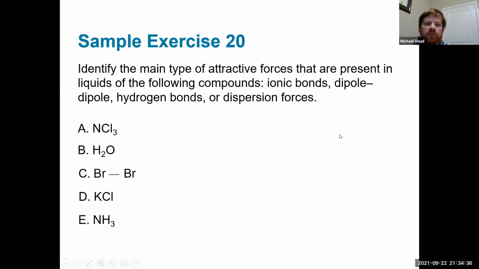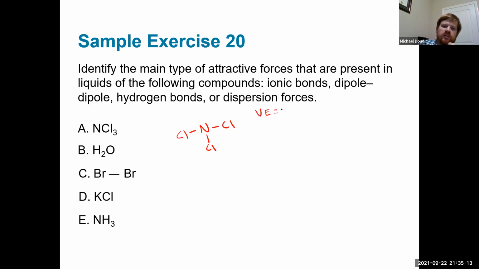Okay, so that brings us to sample exercise 20. I want you to identify the main type of attractive forces that exist in each of the following compounds: ionic bonds, dipole-dipole, hydrogen bonds, or dispersion forces. Now, together, we're going to do the top one, and then we'll look through the other ones when you have a break. Okay, so NCl3. In order to figure out NCl3, we need to start by doing its Lewis structure. So the nitrogen is in the middle, surrounded by 3 chlorines.